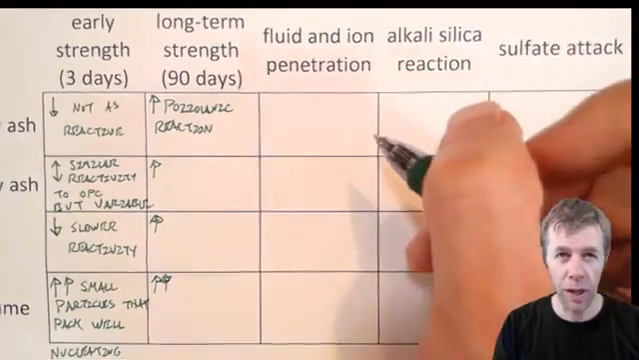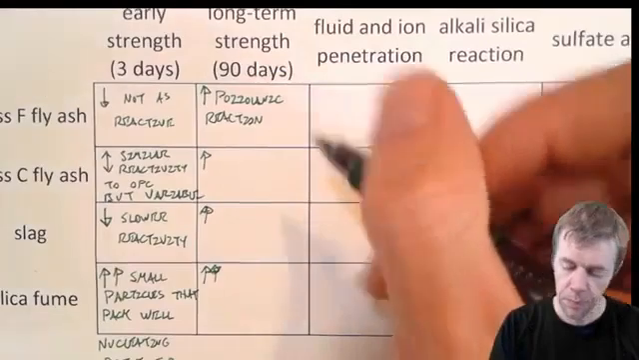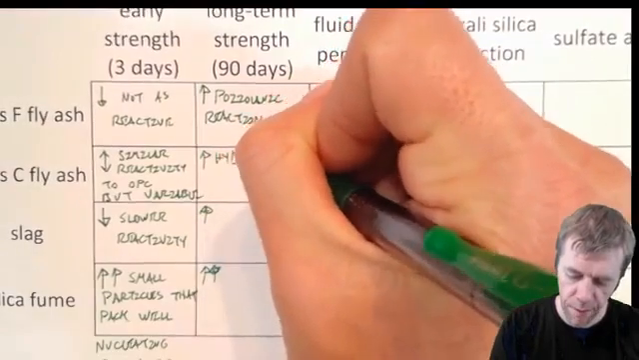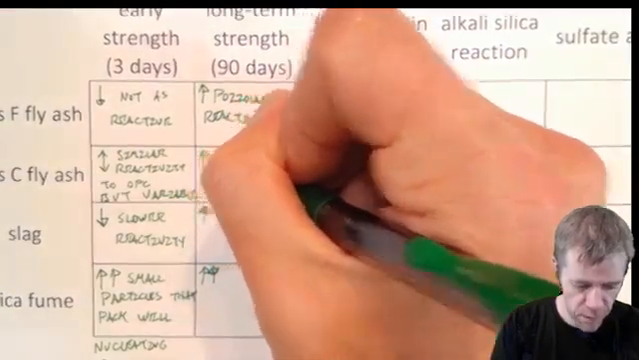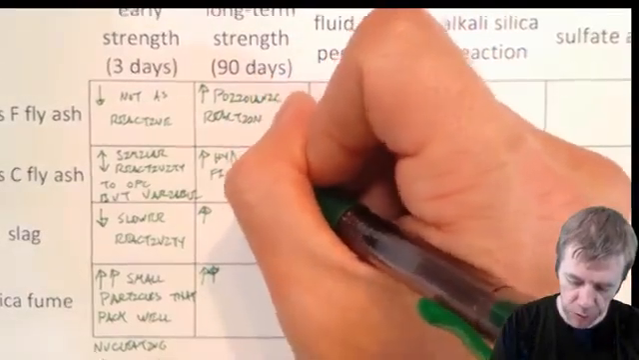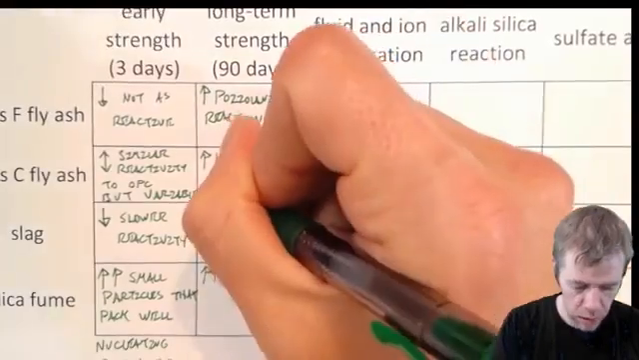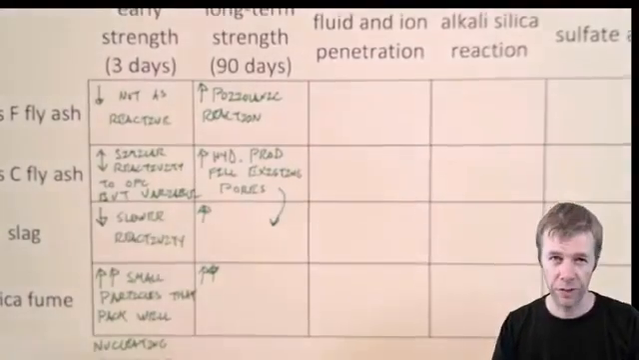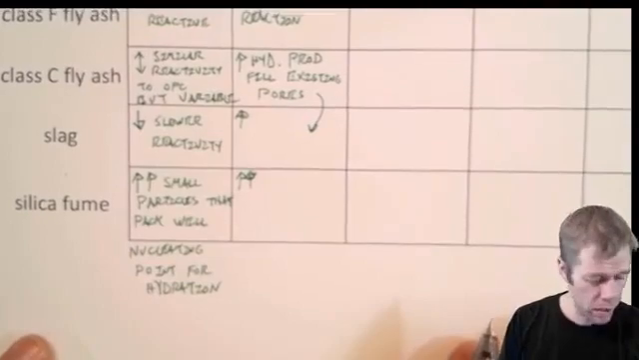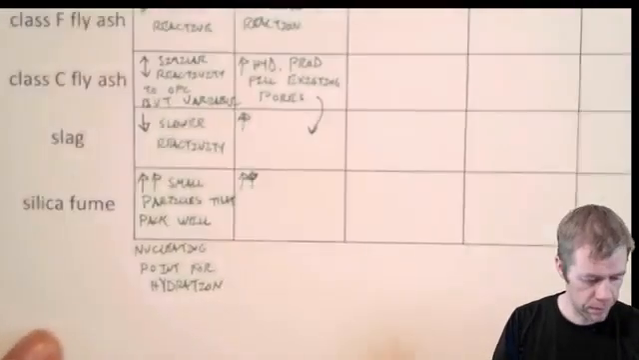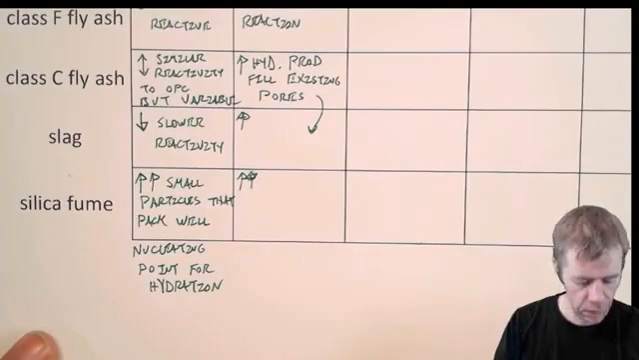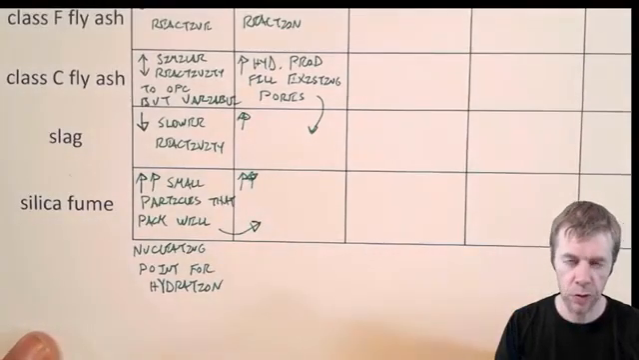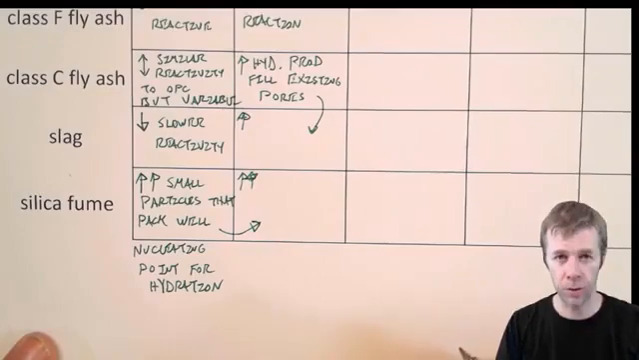Why does long-term strength gain go up for Class C fly ash? Well, the hydration products fill the existing pores. And that's also true down here for slags. That's why they're effective. And for silica fume, it's got a similar answer as this one. These really small particles, not only do they help with early age strength, they'll help with long-term strength as well.